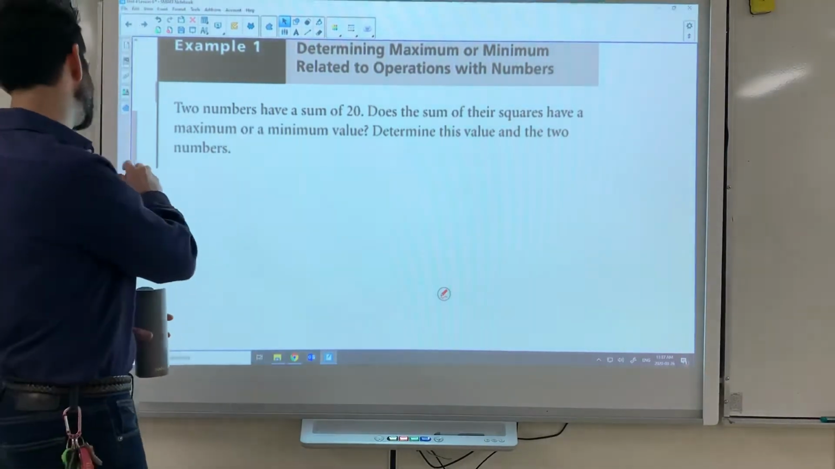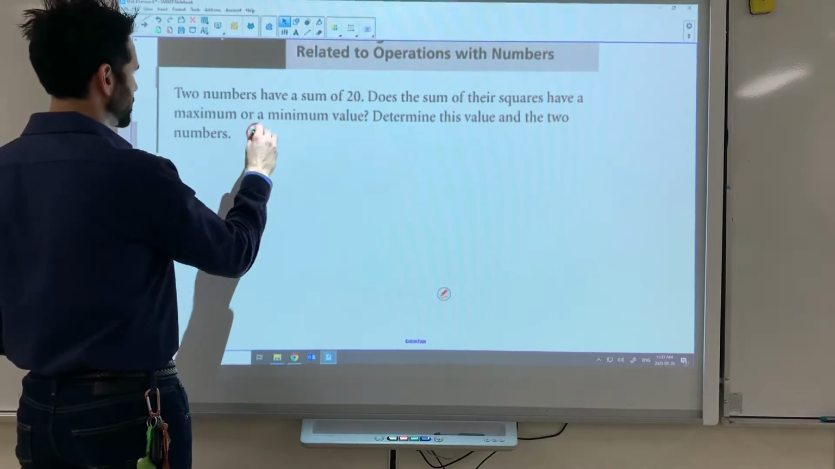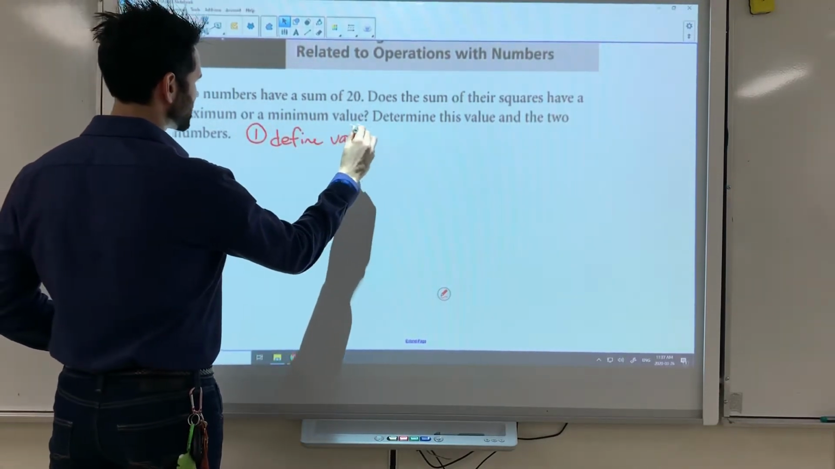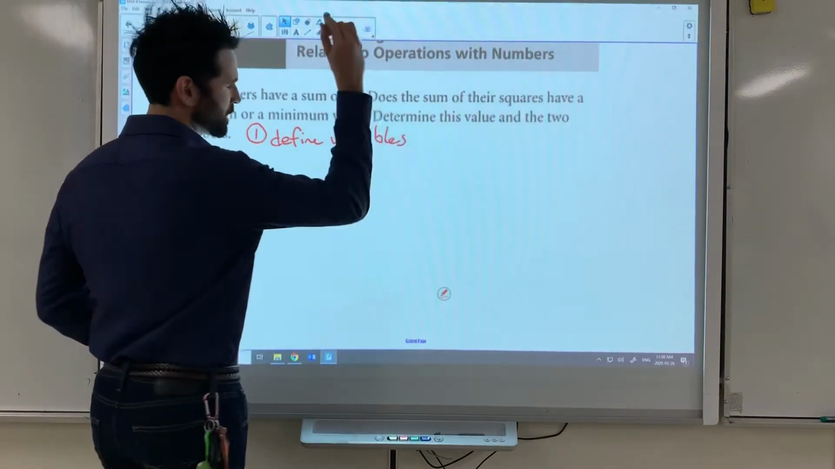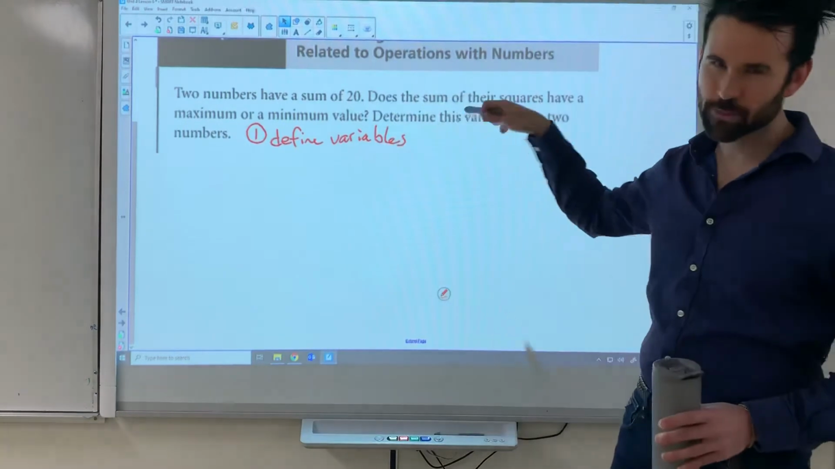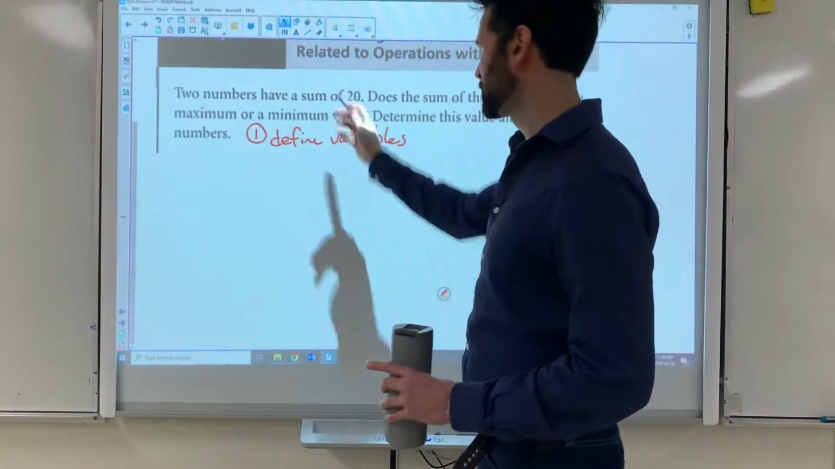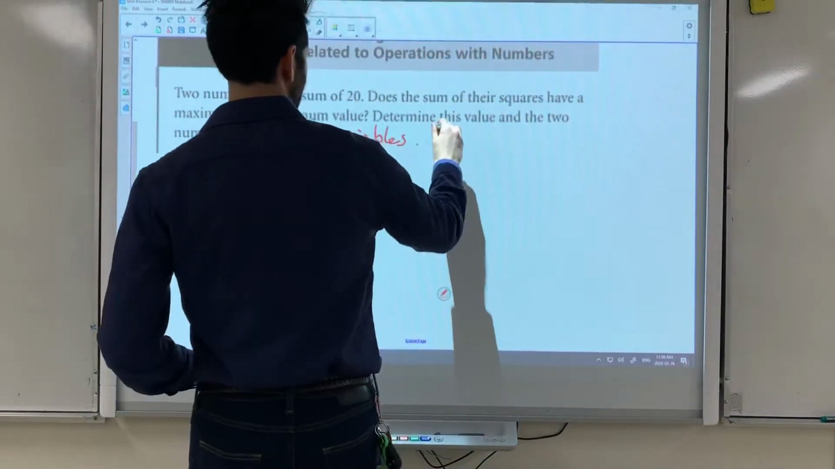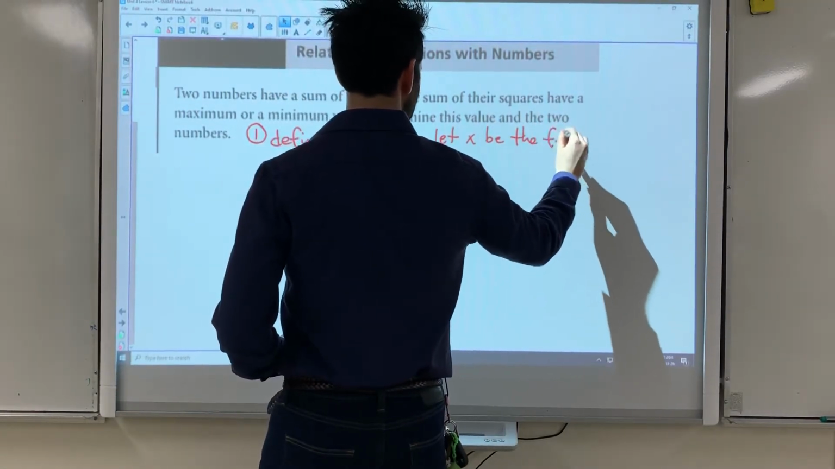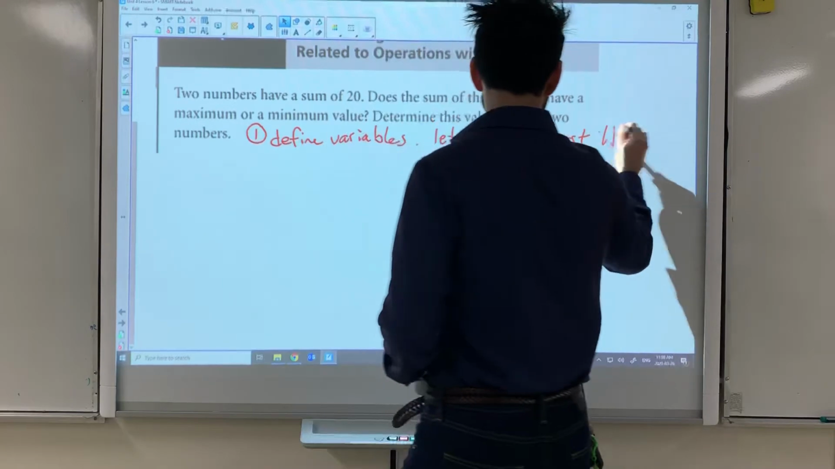If you're going to do one of these questions, it's very similar to the area one where you have to define some variables. You can't skip this step. It would be like leaving your house without your clothes on every morning. You got to define the variables. It's the first step of the day. So 2 numbers have a sum of 20. So let x be the first number.